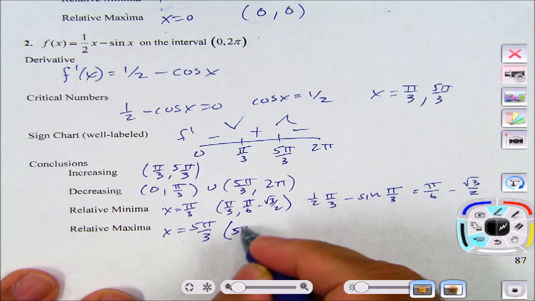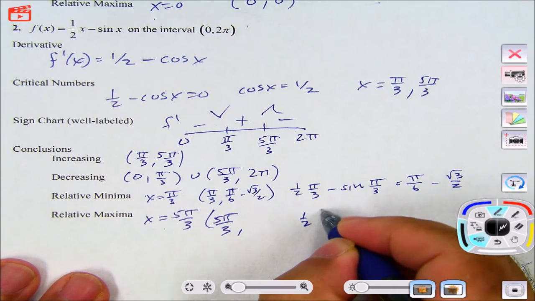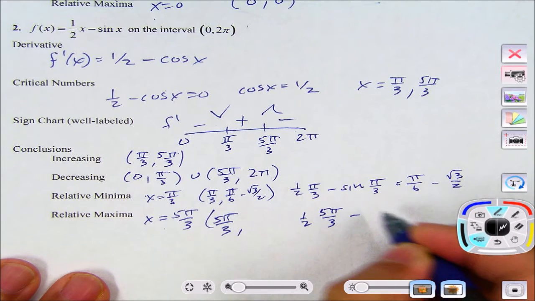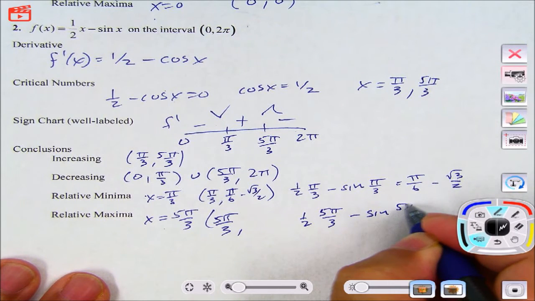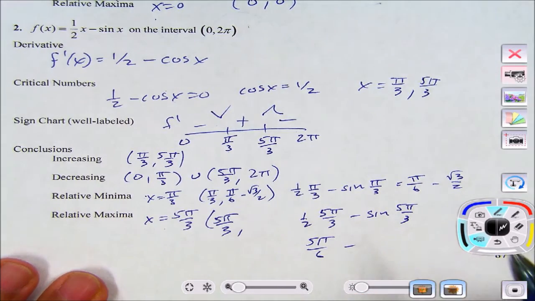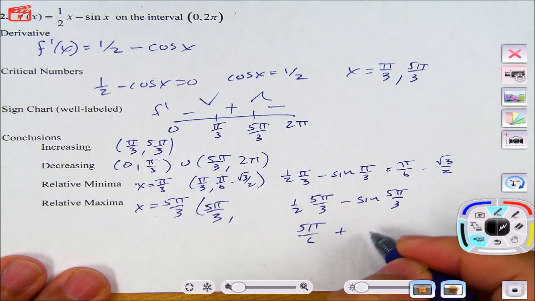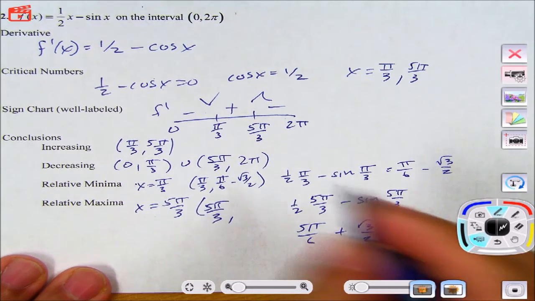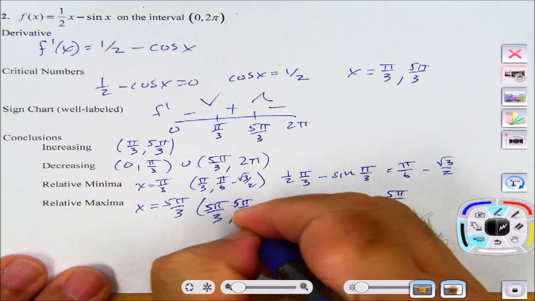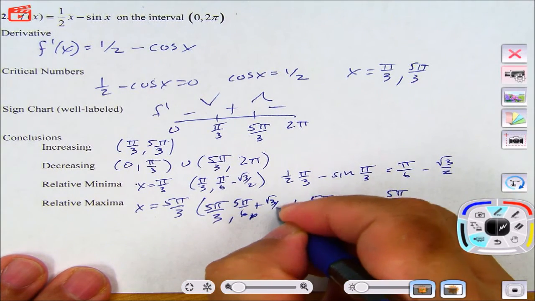This one's 5 pi thirds. Plug that in, so it's 1/2 of 5 pi thirds minus the sine of 5 pi thirds. So what's that? 5 pi over 6 minus, what's the sine of 5 pi over 3? That's negative, isn't it? Root 3 over 2. So 5 pi over 6, oops, not a minus sign, plus sign, root 3 over 2.